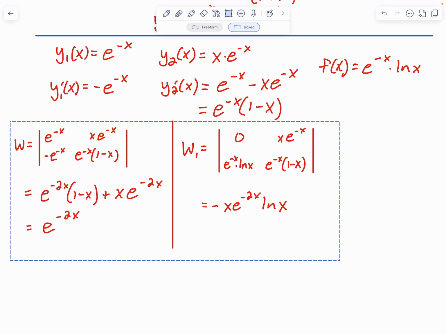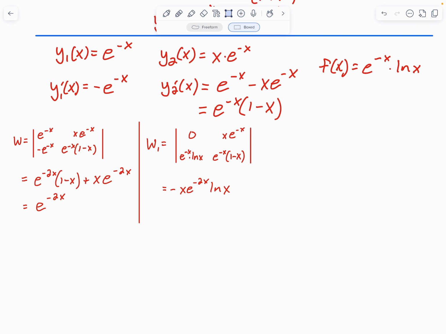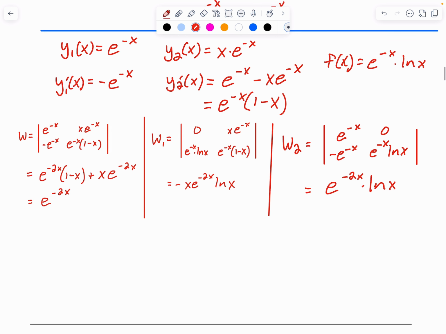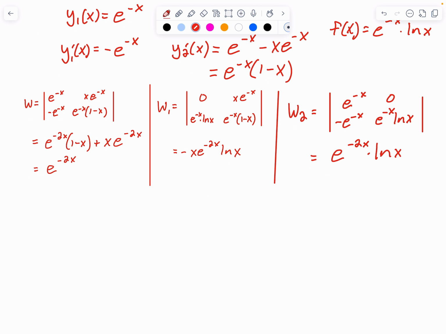Right, I'm going to shrink these up just a bit. Right, W2. I keep the first column now. And then I change the second column to 0. And then what did we have? e to the negative x, ln of x, f of x. All right, and then working that out, I can see that I'm going to get e to the negative 2x times ln of x. Okay, so there, I have W, W1, W2. It's not pretty, and that's okay.